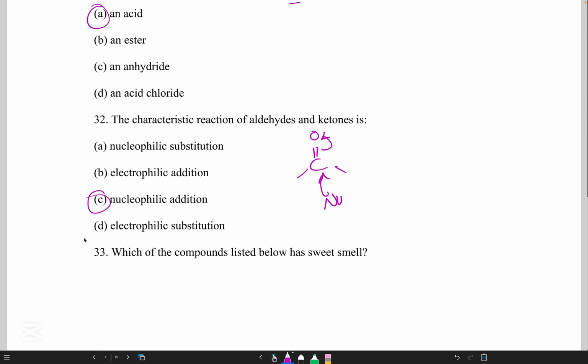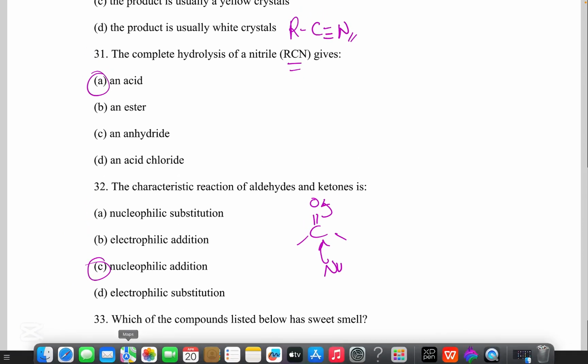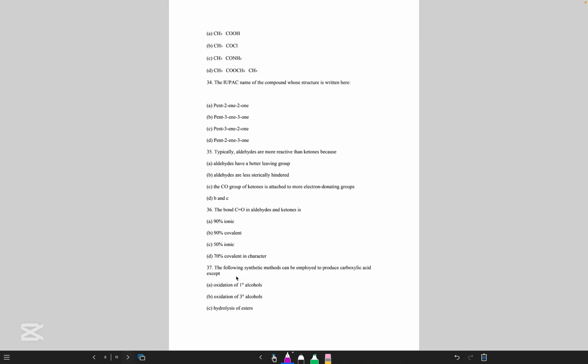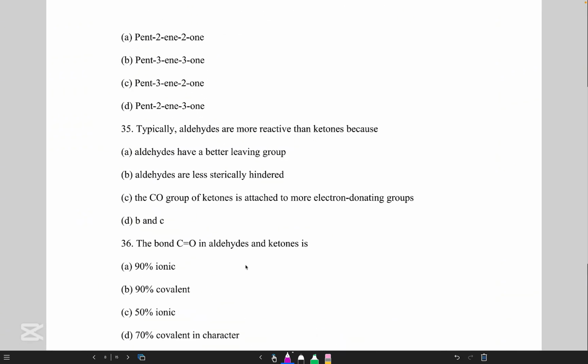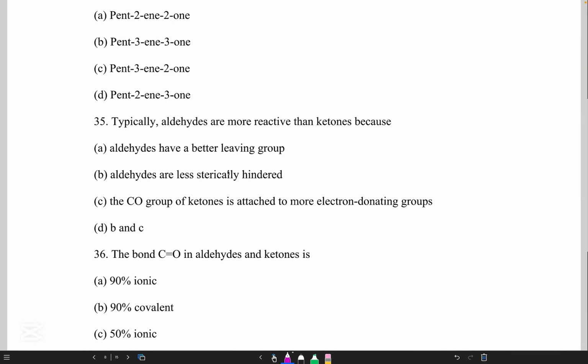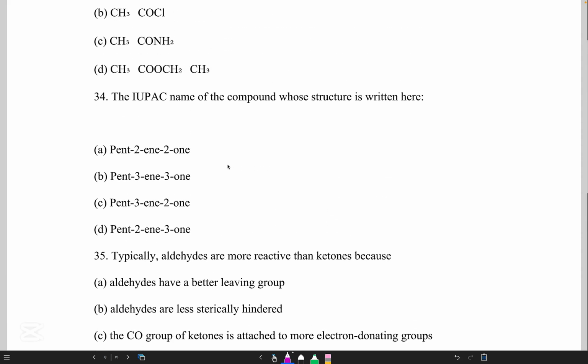Which of the compounds listed below has a sweet smell? You have the options. Now, sweet smells are characteristic of esters. All right. The sweet smells are characteristic of esters. Is that okay? They are characteristic of esters.